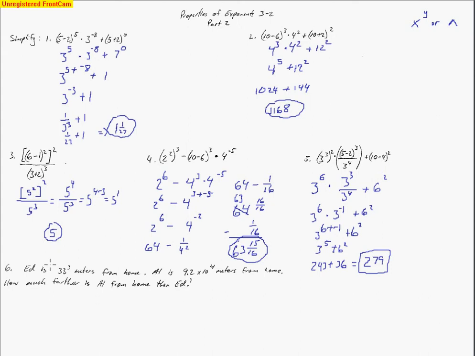Well, let's take a look at this one. It says Ed is 33 to the third meters from home. Al is 9.2 times 10 to the fourth meters from home. How much further is Al from home than Ed? So let's figure out how far Al is. So 9.2 times 10 to the fourth.